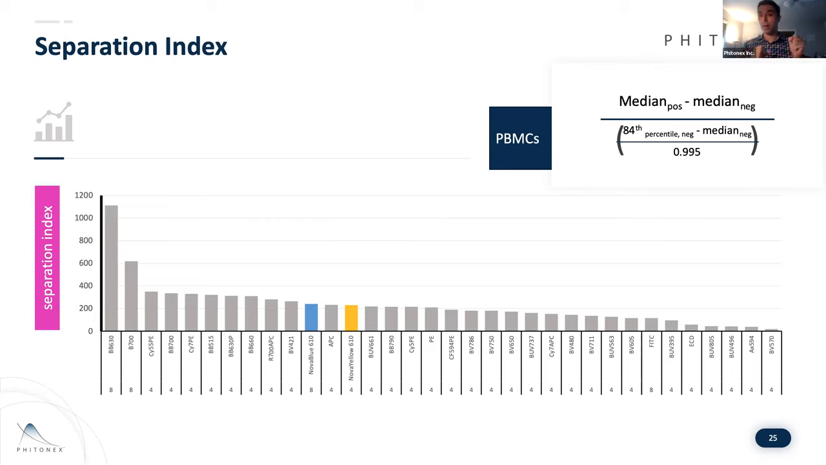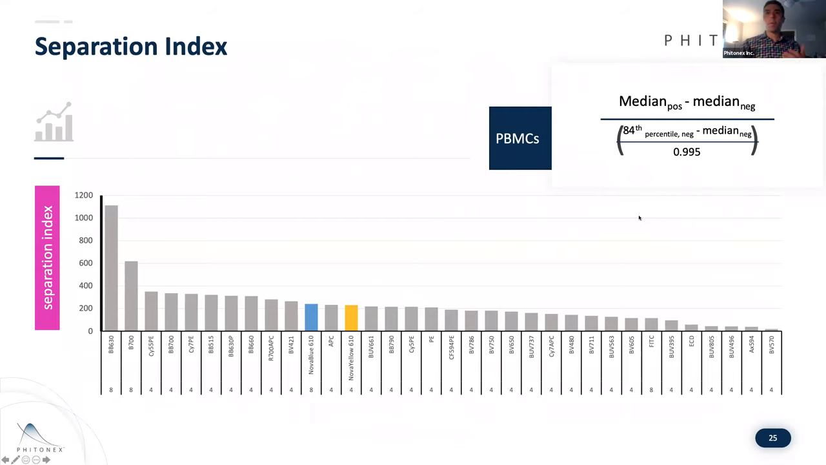So if you have a lower background, but you're dimmer, you still have a good separation index. And in this case, you can see that both Nova Blue and this Nova Yellow dye actually have the exact same separation index as APC. So on a brightness measure, being separation index, they're both already performing the same way as APC.